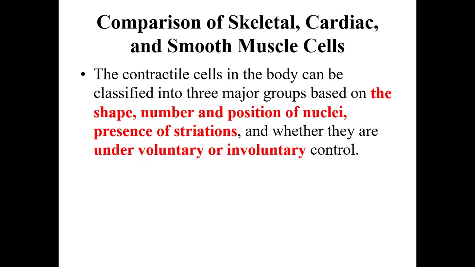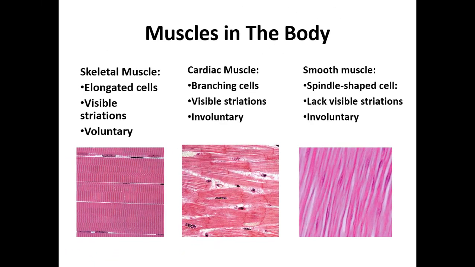Comparison of skeletal, cardiac, and smooth muscle cell. The contractile cells in the body can be classified into 3 major groups based on the shape, number and position of nuclei, presence of striation, and whether they are under voluntary or involuntary control. When the heart beats, when partially digested food moves through the intestine, and when the body moves in any way, muscle is involved. These many and varied functions of the muscular system are performed by 3 distinct types of muscle: skeletal muscle, cardiac muscle, and smooth muscle.